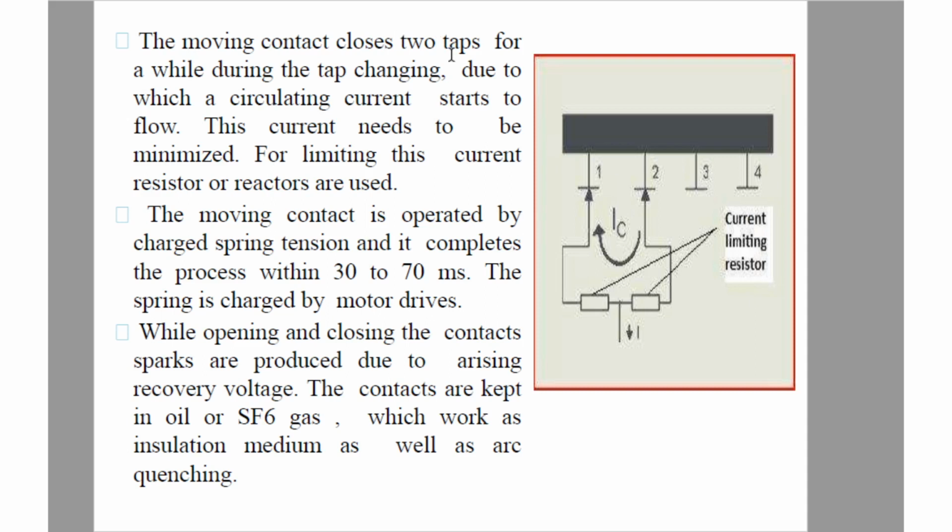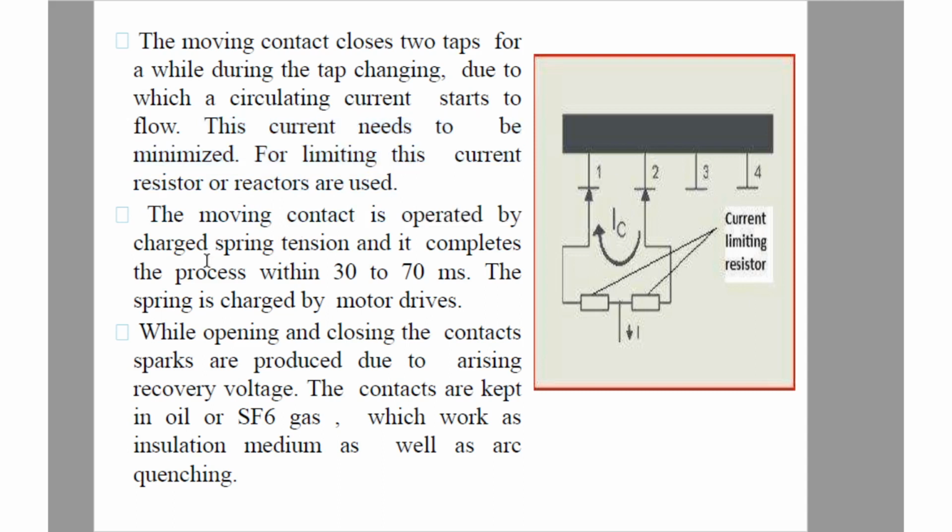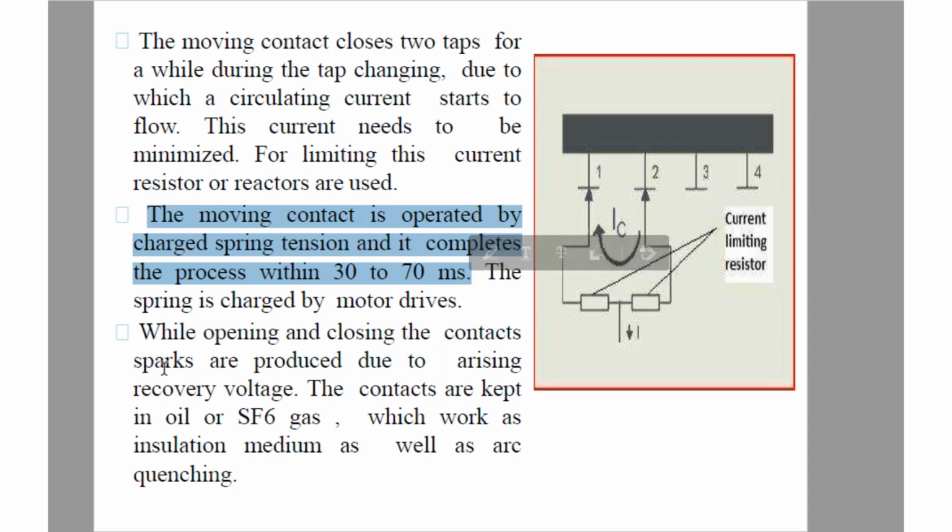due to which a circulating current starts to flow. This current needs to be minimized. For limiting this current, resistors or reactors are used. The moving contact is operated by charged spring tension and it completes the process within 30 to 70 milliseconds. The spring is charged by motor drivers.